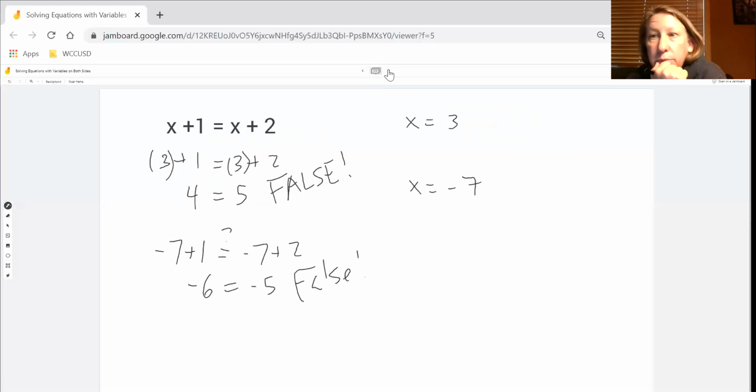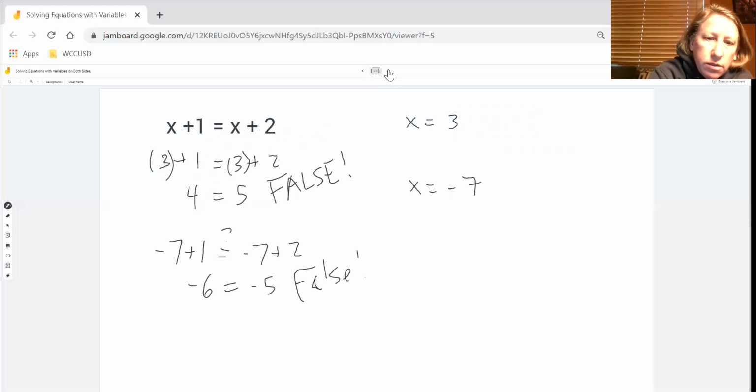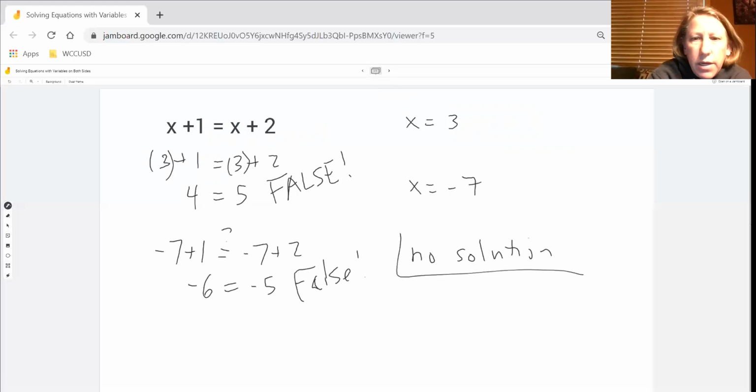Okay, so this is a type of equation that has no answers. No real answers. No imaginary answers, no answers. So we say no solution. That's the best answer for that one.